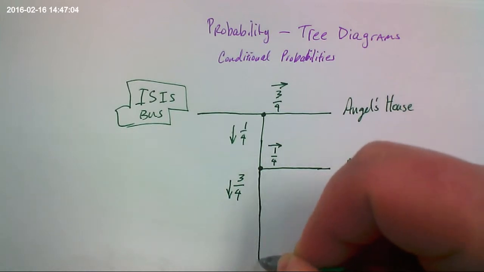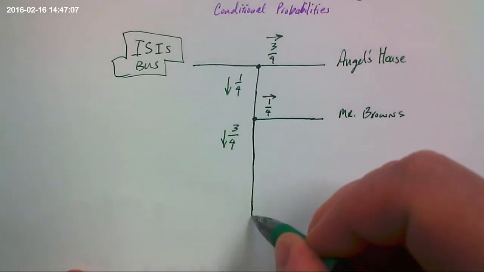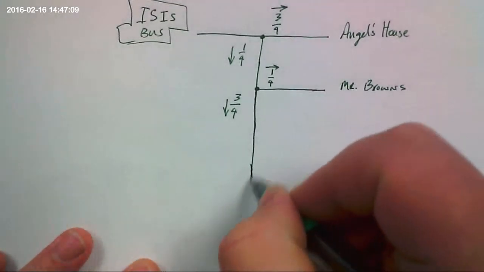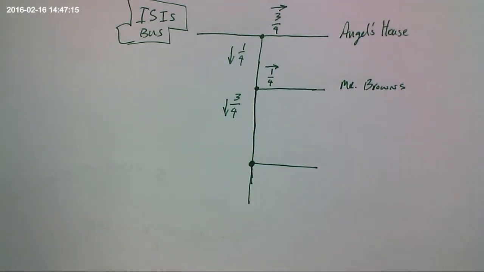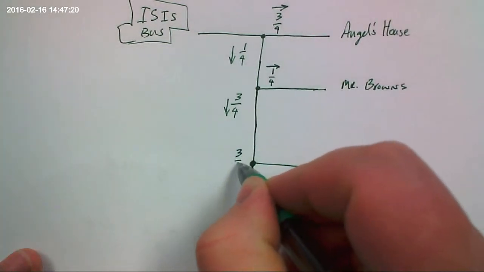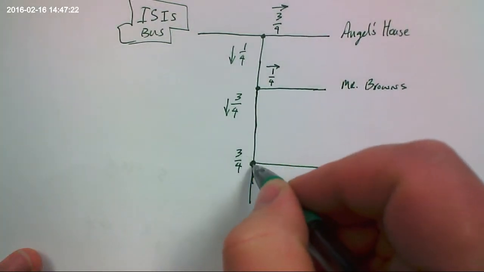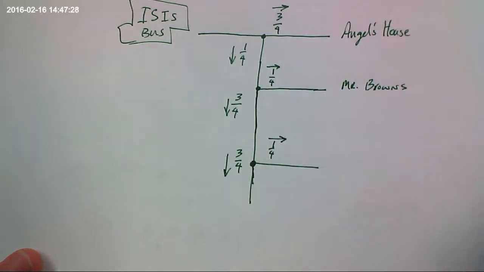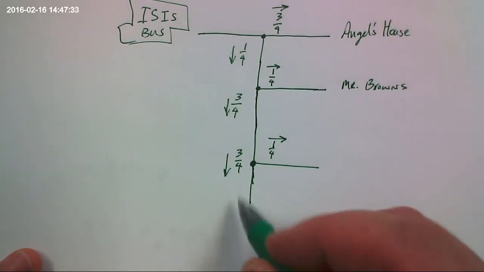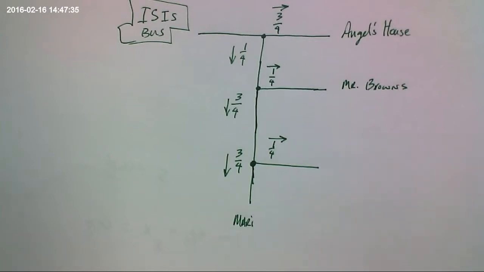All right, back on track. There's another intersection right here. And they don't like turning. So there's a 3/4 probability that once they get to this intersection, they go straight. And there's a 1/4 probability that they turn left. Whose house is at the end of the street? Maricela's house is at the end of that street. We're all going to die. It's true.